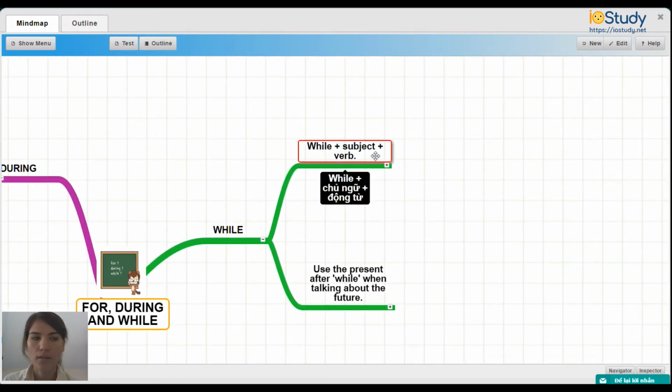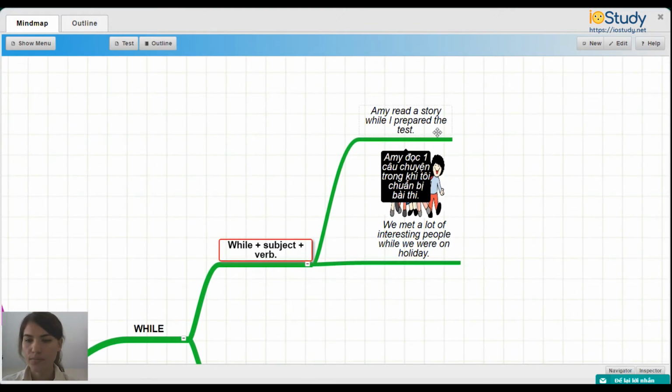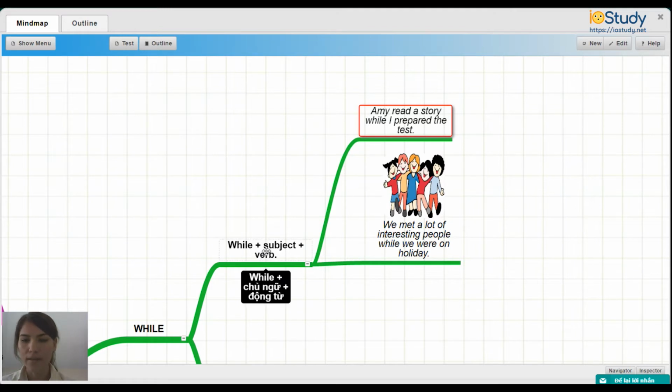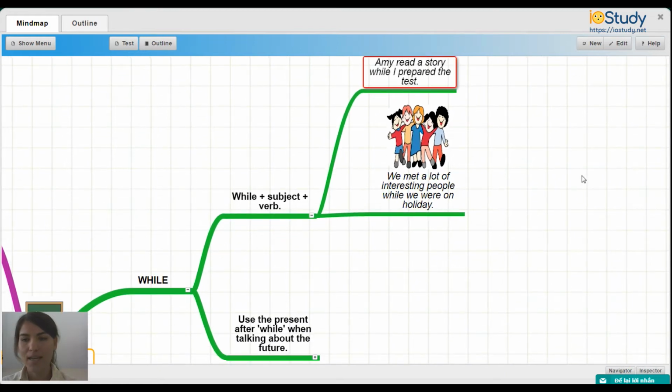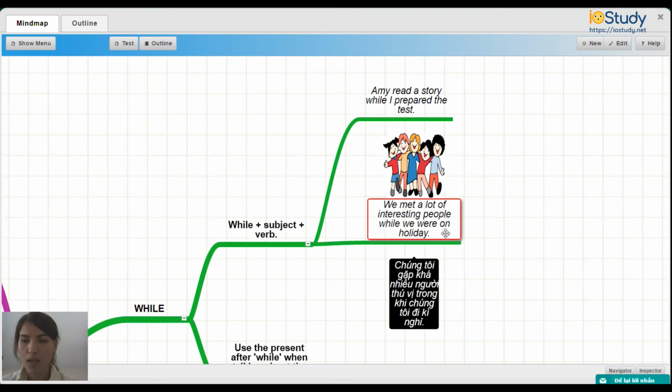We use while when combining it with while plus a subject plus a verb. So, for example, Amy read a story while I prepared for the test. So, while plus the subject, I, plus the verb, prepared. Next example, we met a lot of interesting people while we were on holiday. While plus the subject plus a verb, while we were on holiday.